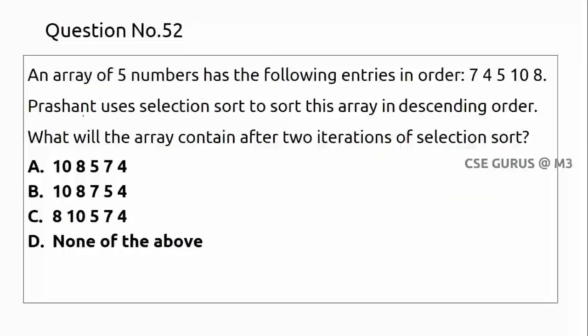It is regarding selection sort. 5 numbers are given: 7, 4, 5, 10 and 8. Prashant uses selection sort to sort this array in descending order. So it is descending order, not ascending order.